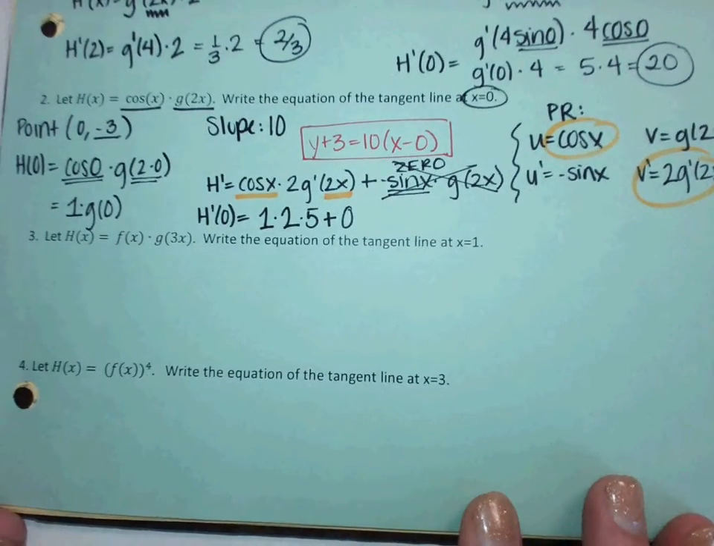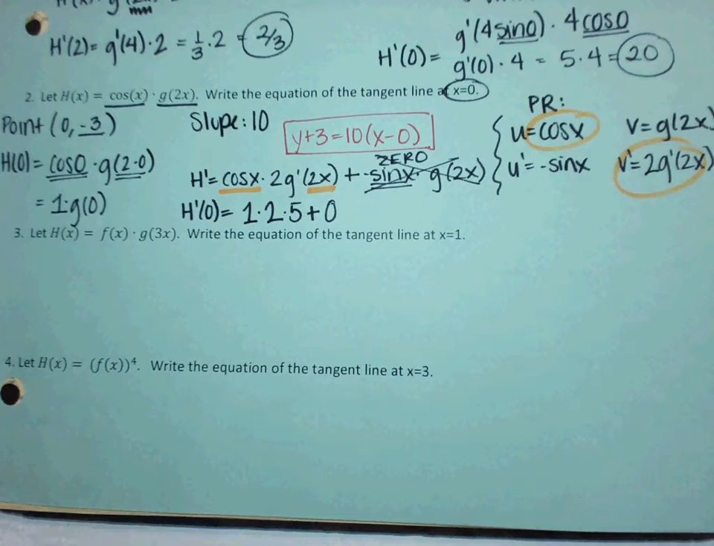No, you can leave the 0 off altogether if you wanted. It won't really make a difference. Okay, take a look at number 3.